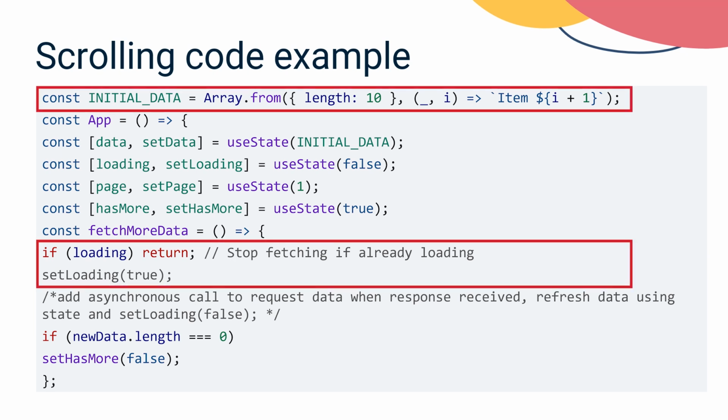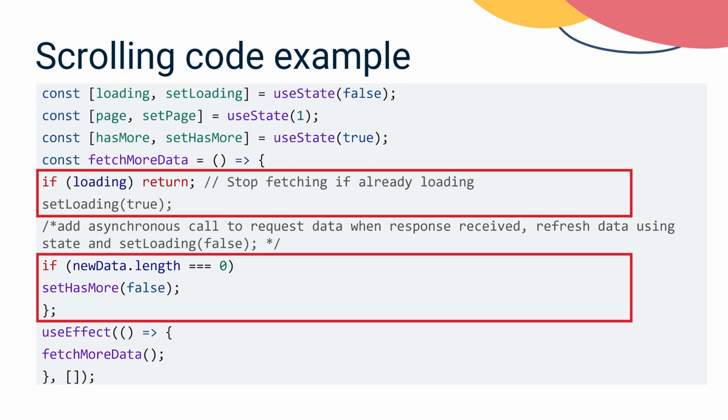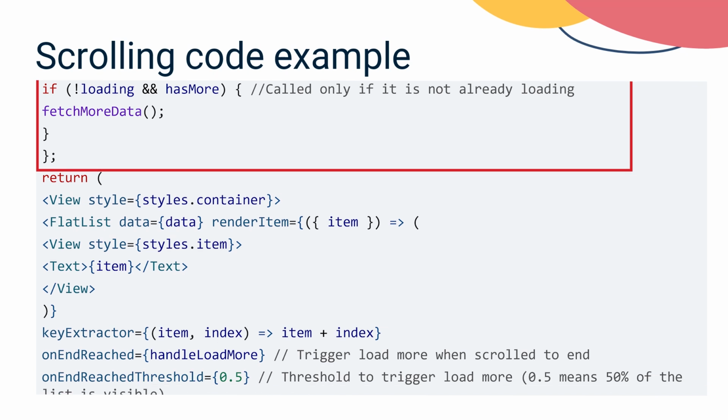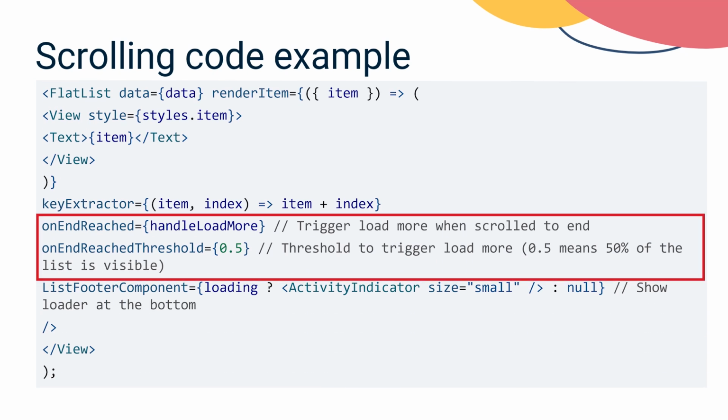Stop fetching if already loading. Then you add an asynchronous call to request data. When the response is received, refresh data using state and set loading to false. Use the handler handleLoadMore only if it is not already loading. The following props are used with the FlatList to achieve the scrolling: onEndReached and onEndReachedThreshold.